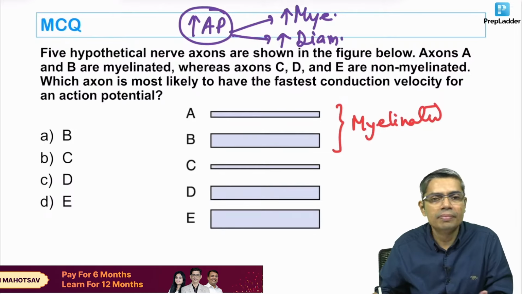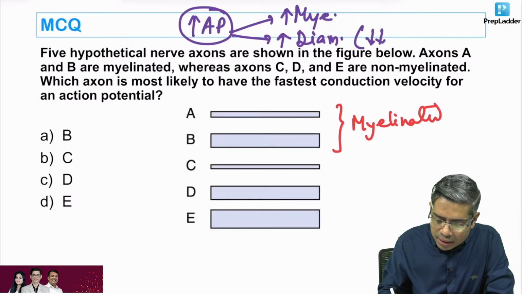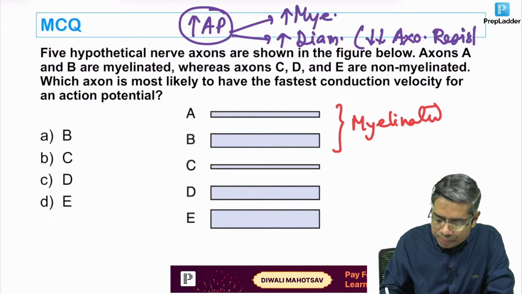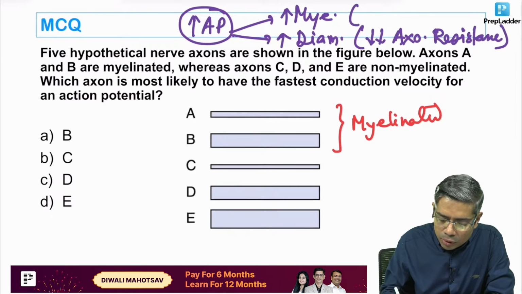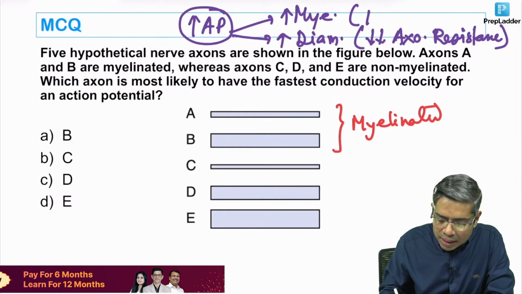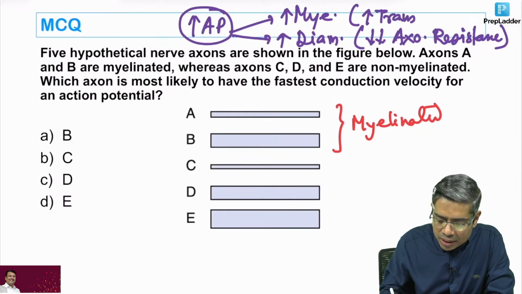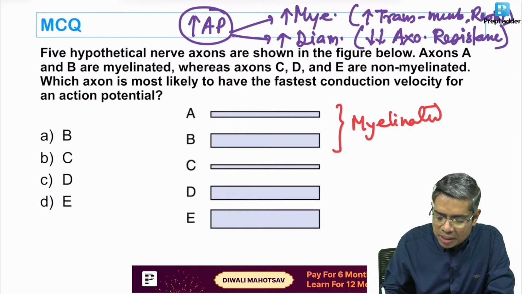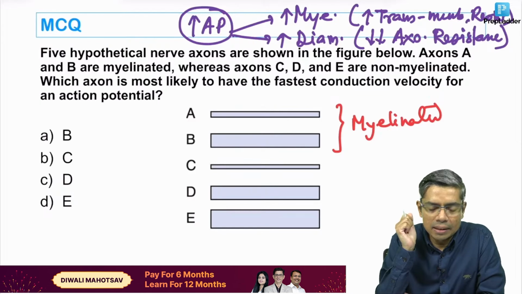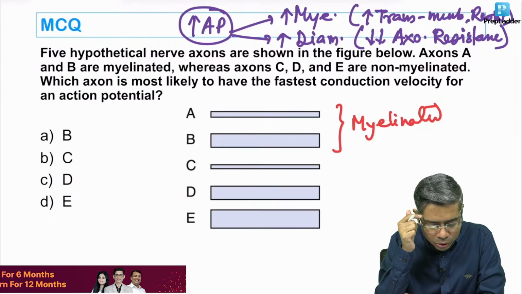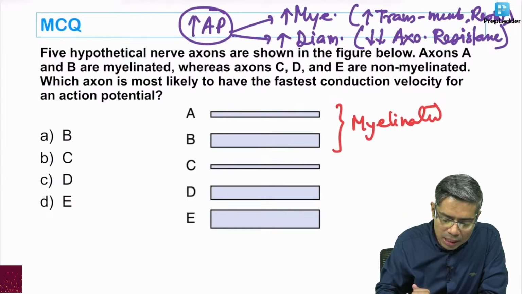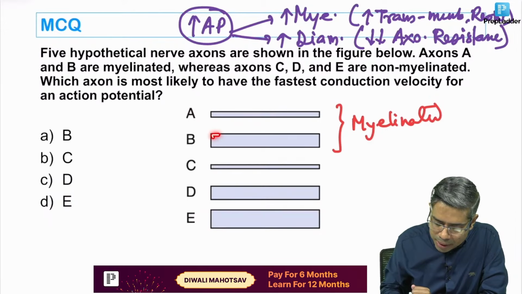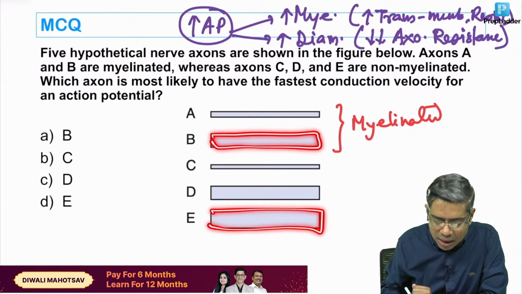More the diameter, what will happen? There will be decrease in the axoplasmic resistance. Okay, and more the myelination, what will happen? There will be increase in transmembrane resistance, and because of increase in transmembrane resistance, the ion loss will be prevented, and that leads to increased conduction velocity. So in these cases, if you look at the diameter, this has the largest diameter. Although B is myelinated, E has the largest diameter.